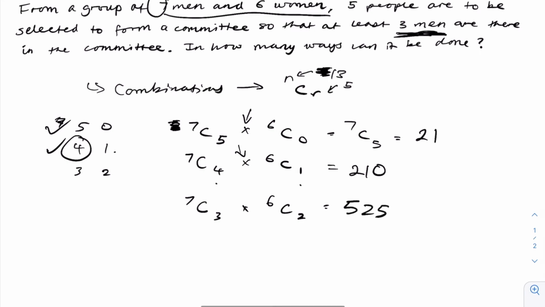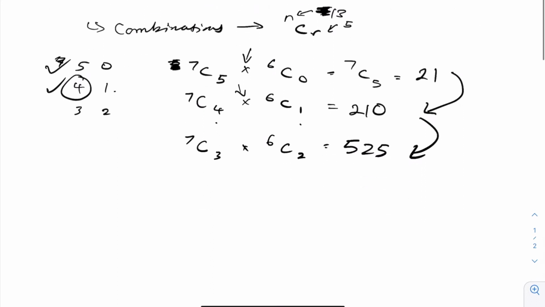So now we have to just add up all these instances. Now, here you might be wondering, why are we adding up 21 and 210 and 525? Well, it's because they're part of different scenarios. They're not part of the same combinations. So, essentially, we are just adding them up because we could be choosing 5 men, but we're not choosing 4 men at the same time. We're just choosing 5 men.